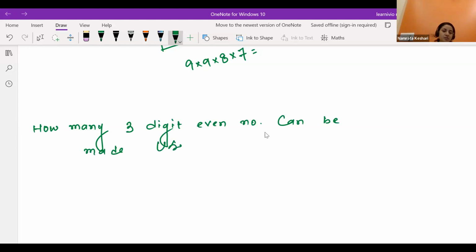Take the digits 1, 2, 3, 5, 6, 7. Again, more repetitions. 3-digit even number. 1, 2, 3.